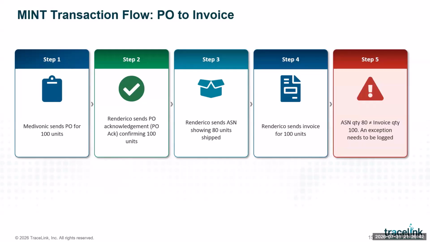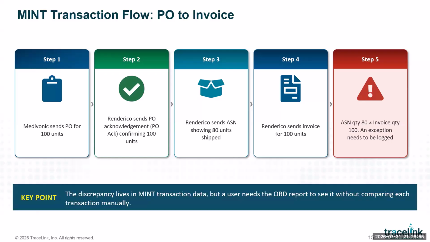And that brings us to step 5. The ASN quantity of 80 does not equal the invoice quantity of 100. That's our exception. That's the thing that now needs to be logged and worked upon. The important point here is that the discrepancy actually lives in the Mint transaction data, but a person needs the ORD report to see it without comparing each transaction manually.